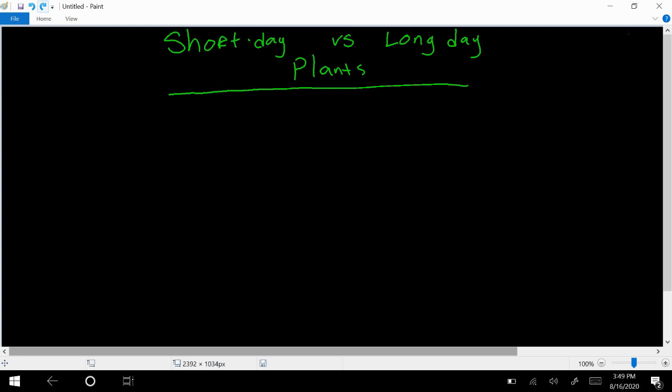Okay, so flowering plants can fall into one of two categories. You can either have short day plants or long day plants. So a short day plant is going to flower when the day is short and the night is long. A long day plant is going to flower when the day is long and the night is short. So basically, the long day plants are the ones that are flowering in and around summer, while short day plants are going to be more like your spring or your fall plants in general.